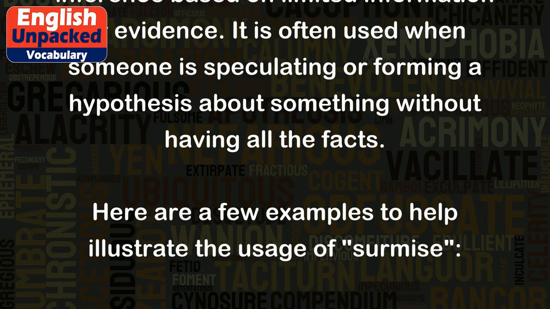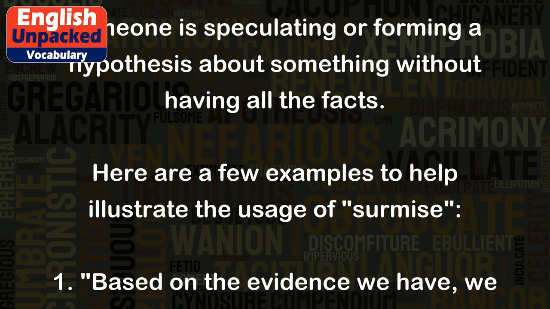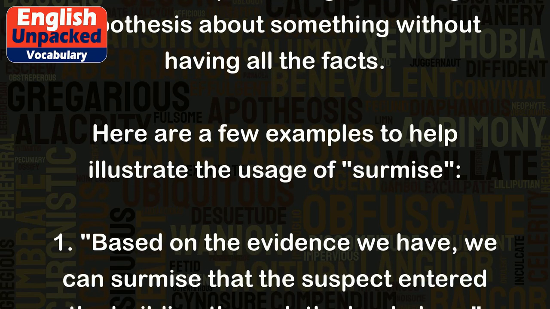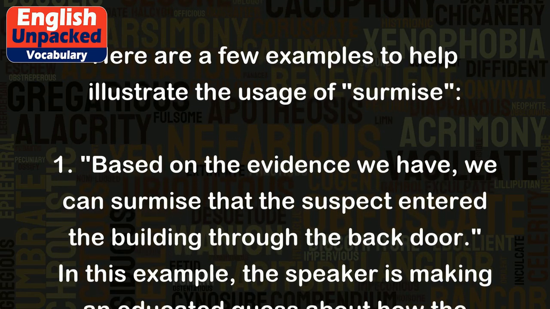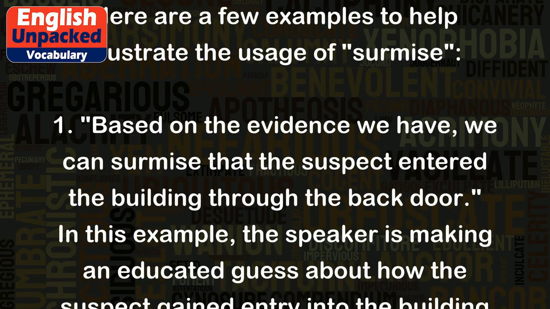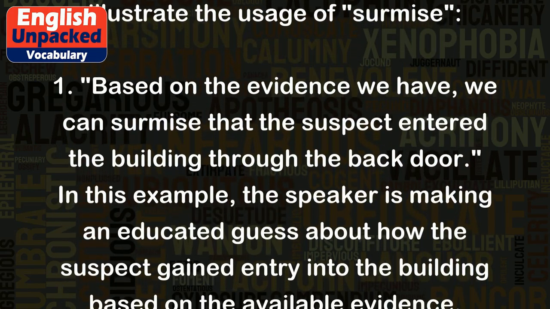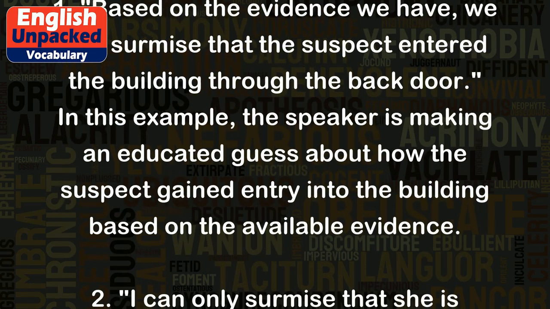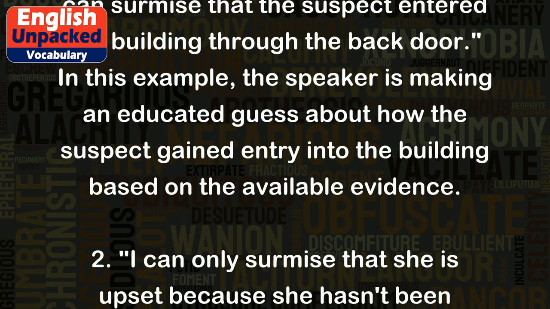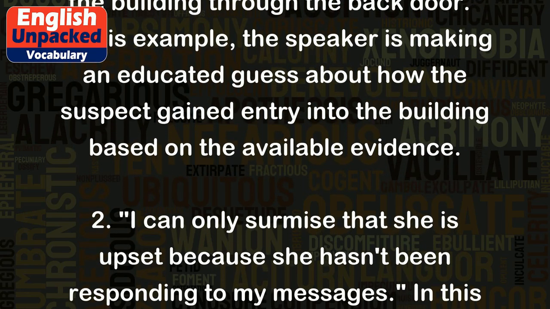Here are a few examples to help illustrate the usage of surmise. 1. Based on the evidence we have, we can surmise that the suspect entered the building through the back door. In this example, the speaker is making an educated guess about how the suspect gained entry into the building based on the available evidence.